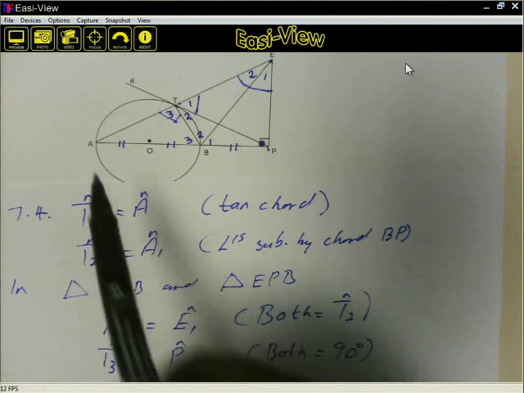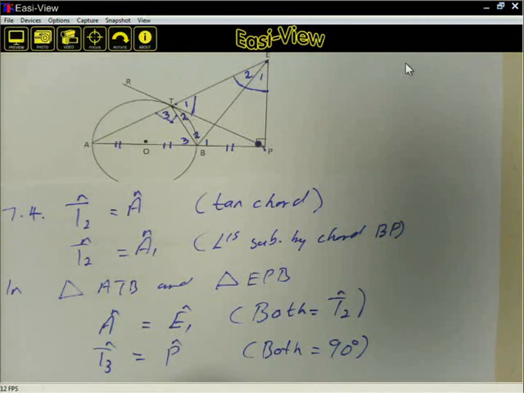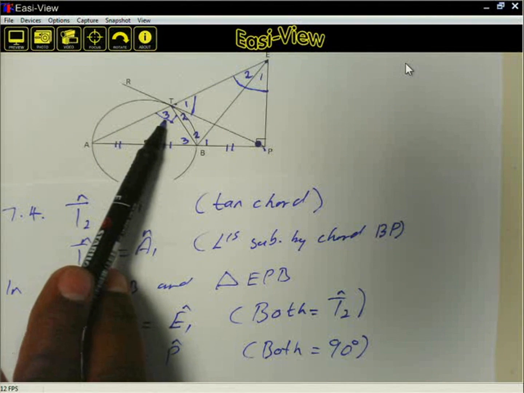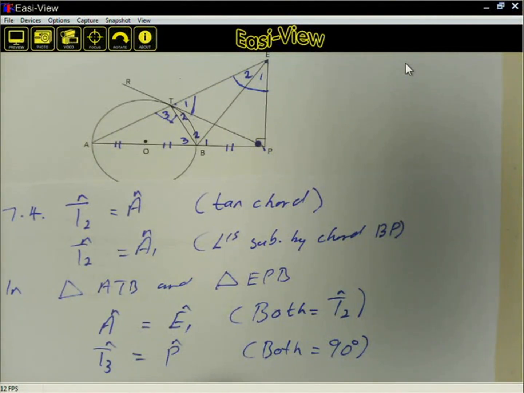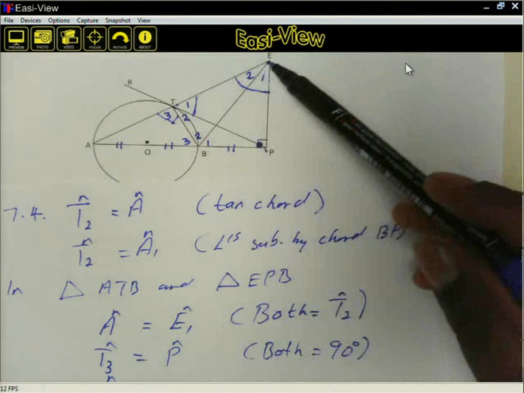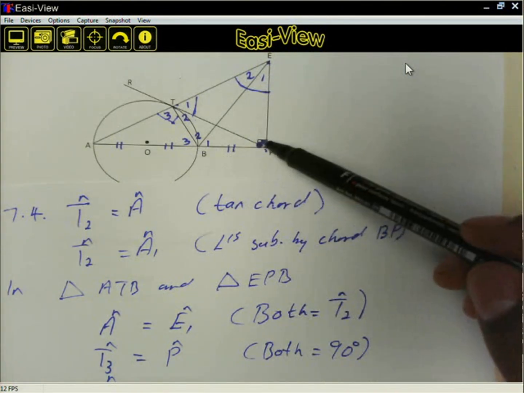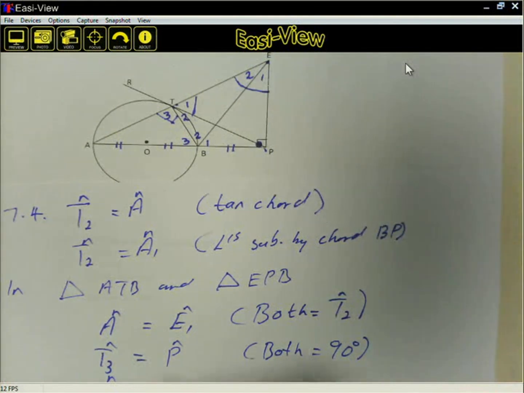Then you look in triangle ATB. The remaining angle is B3. In triangle ATB, we have talked of angle A, we have talked of angle T3, we haven't yet talked of angle B3. Therefore, the remaining angle will be B3. Then you look in triangle EPB. In triangle EPB, we have talked of angle P, we have talked of angle E1. Then the remaining angle will be angle B1.